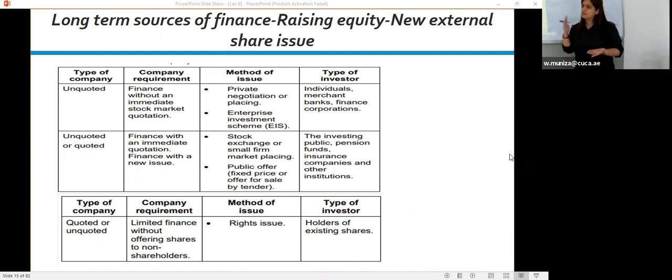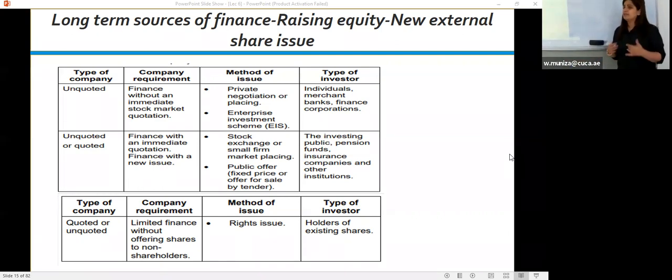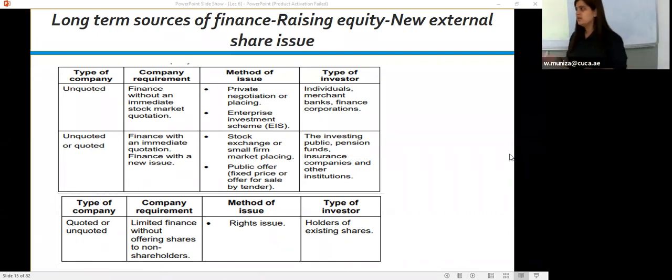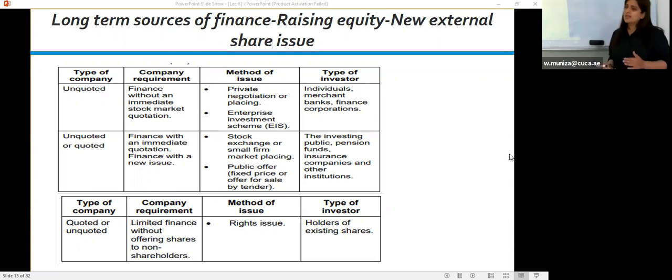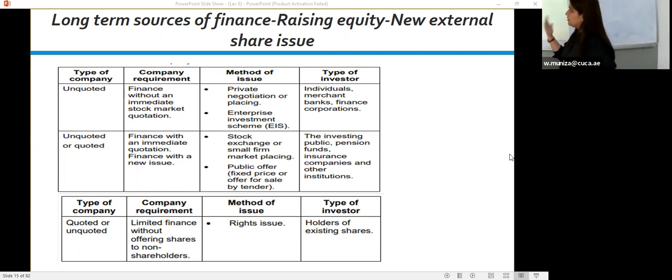They have become unquoted, maybe because their number of shares has been lesser, or because they may not be following the rules and regulations of the stock exchange. Whatever the case is, they are not allowed to trade their shares at the stock exchange. So for unquoted companies, it is very difficult to issue shares to new shareholders. They can do placings, they can make enterprise investment schemes, but they are not allowed to issue shares to the general public.